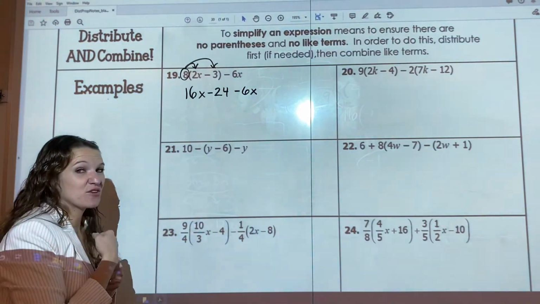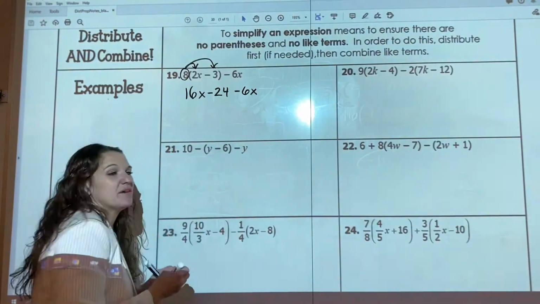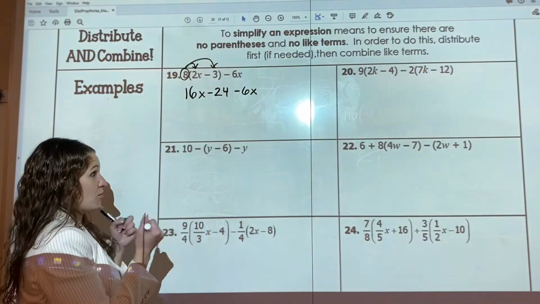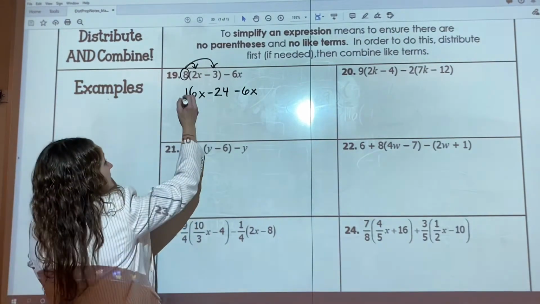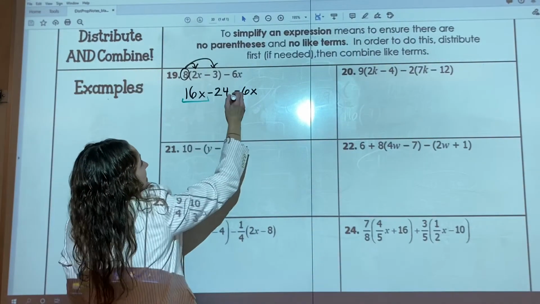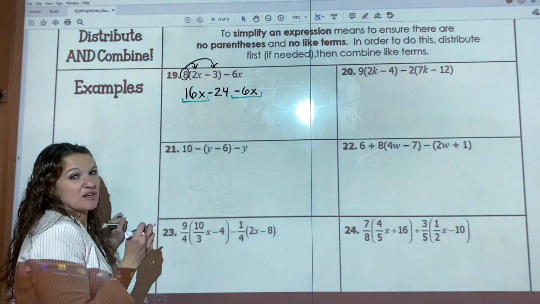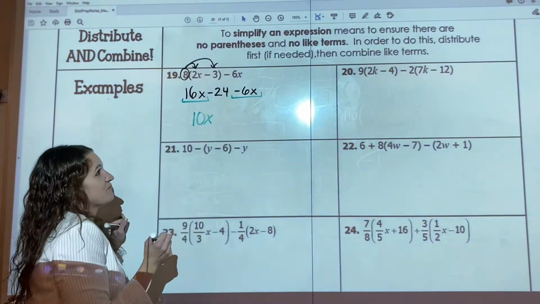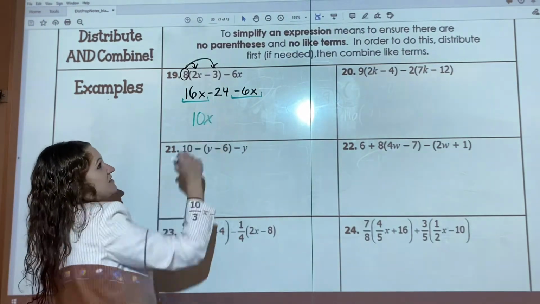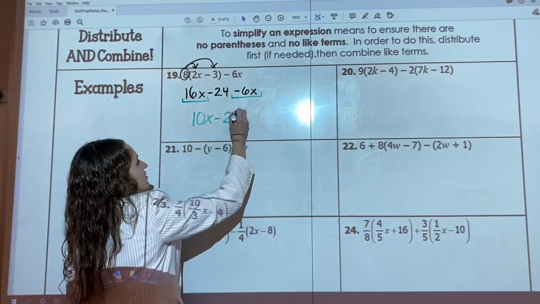All right, now I'm looking for like terms, and like terms have the same variable and exponent part. So, since I only have x's, 16x and -6x would combine to give me a positive 10x. There's nothing that I can combine with this -24, so I'm just gonna bring it down.